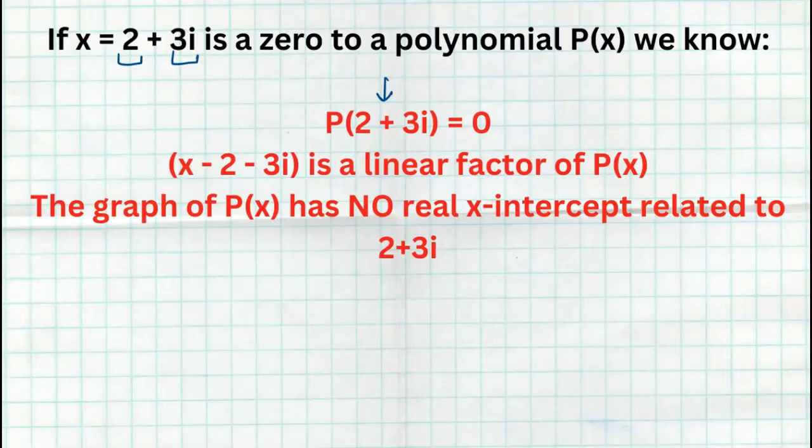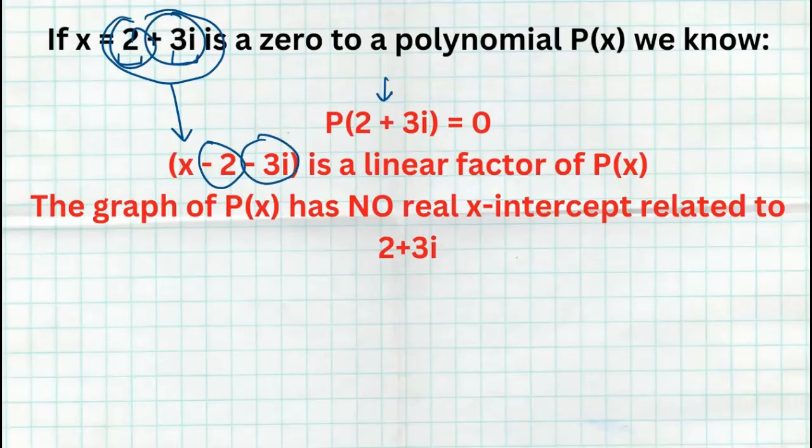Now, where are we getting the x minus 2 minus 3i? Well, remember, we're plugging 2 plus 3i in for x. So the 2 and the minus 2 are going to turn into a 0, and the positive 3i and the negative 3i are going to turn into a 0, so the entire factor becomes 0, making the entire polynomial 0.